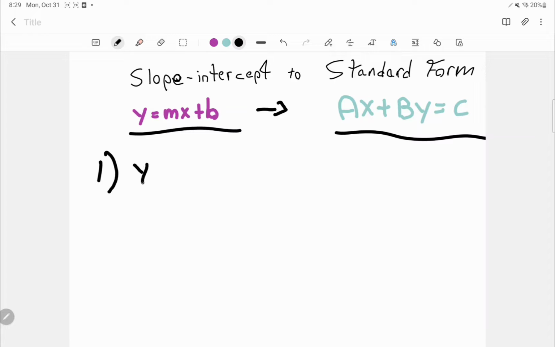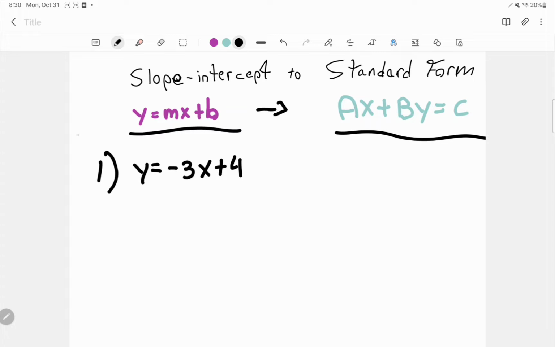Y is equal to negative 3x plus 4. Now, if you get a problem like this, it's super easy. It is incredibly easy. You guys have actually done a lot harder stuff. So, I believe in you guys. All you have to do is notice that standard form has both the x and the y on the same side. That's all I have to do. I have to move that x to the other side.